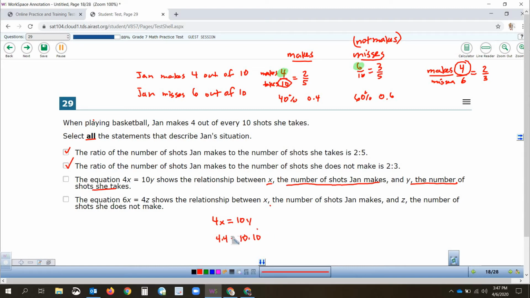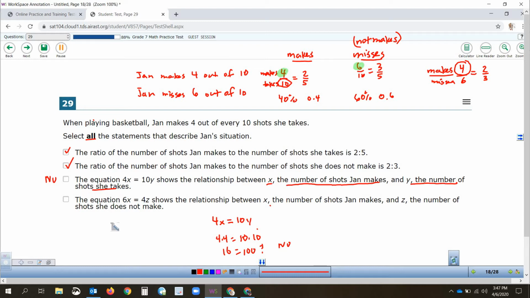Does 4 times 4 equal 10 times 10? Does 16 equal 100? And the answer is no. 16 does not equal 100. So this one is no. So this looked really scary, but if you just plug in a value for x and plug in a value for y, it doesn't make it true.